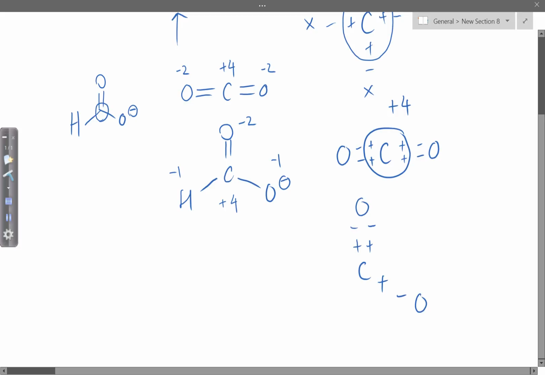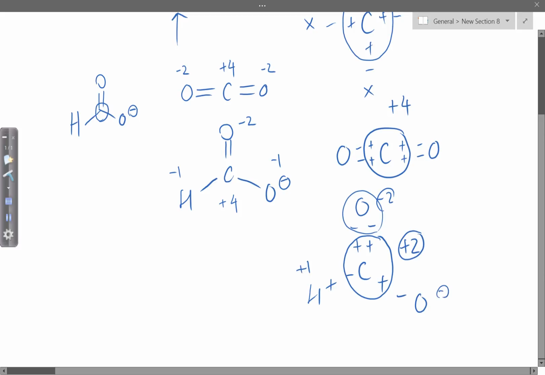What about this bond? Which one is more electronegative, C or H? C, right? So it will be plus on the H and minus on the C. Same thing, I count the sum. For this, the sum is plus 2. So now the oxidation state of carbon is plus 2. Same thing for this oxygen, it will be minus 2 because there are 2 around it. For this hydrogen it is plus 1.